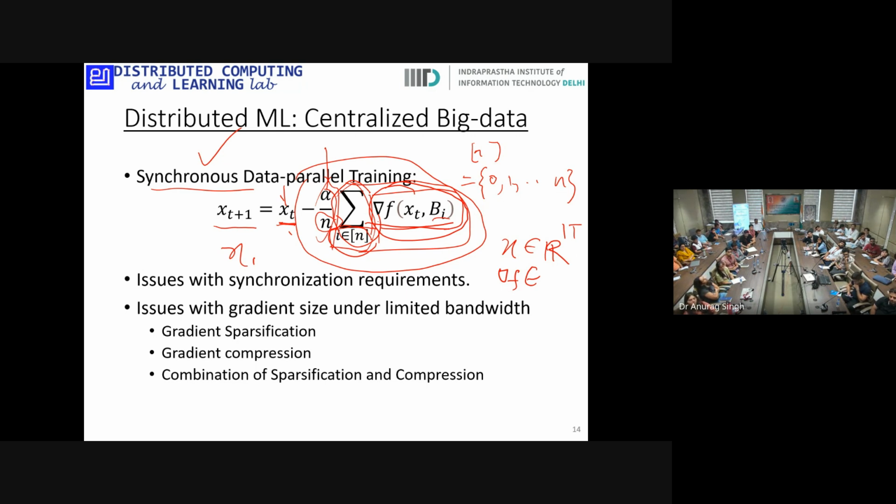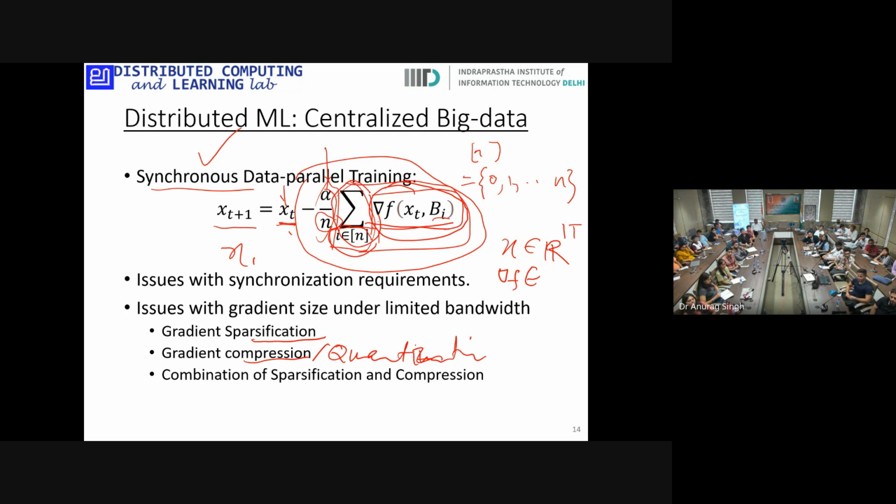So what we apply are these tricks. One is called gradient sparsification. The other is gradient compression. Compression is also called quantization, which the NVIDIA person was mentioning in the morning. Compression or quantization.